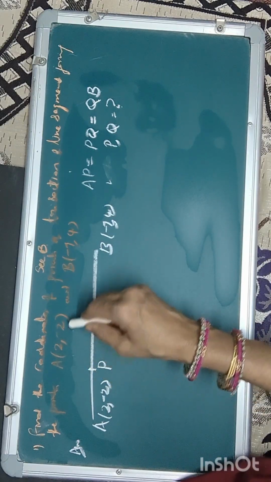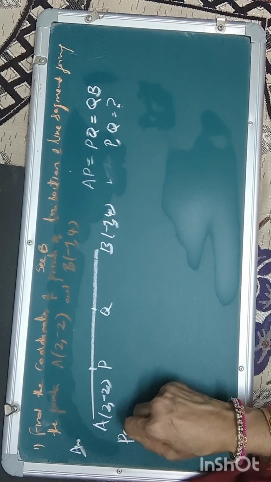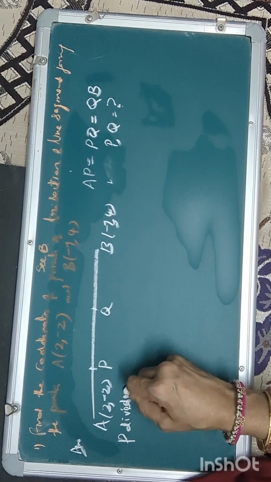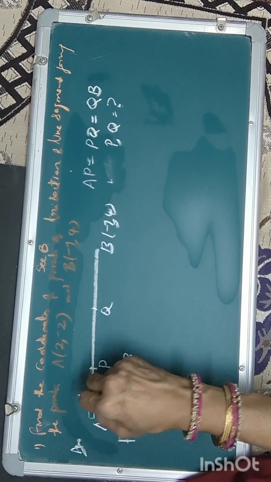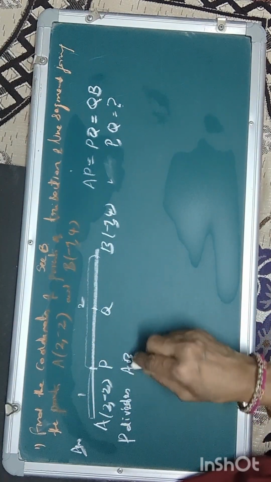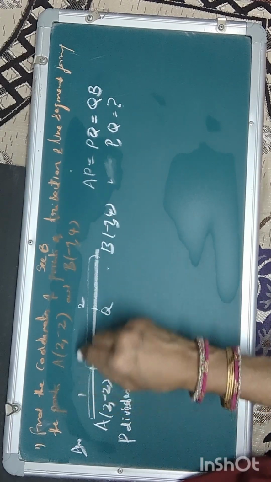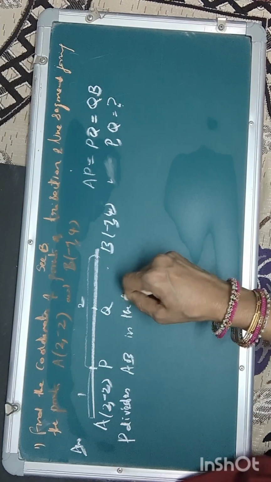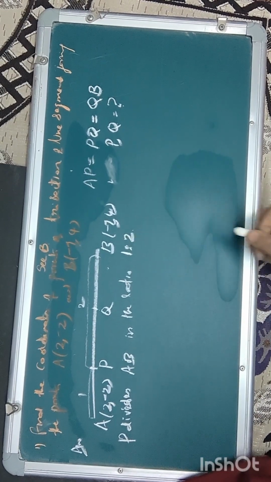A is (2, -2) and B is (-7, 4). This is given. So P divides AB in the ratio. Here AP is equal to 1 part and the rest is equal to 2 parts. So P divides AB in the ratio 1:2. So we have the formula.